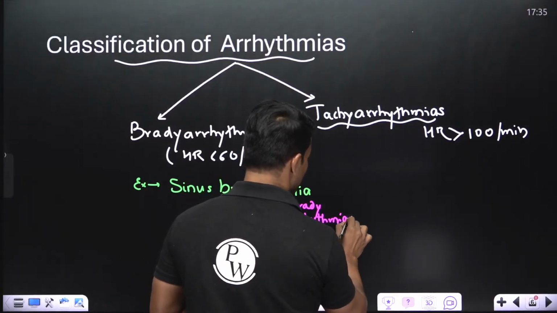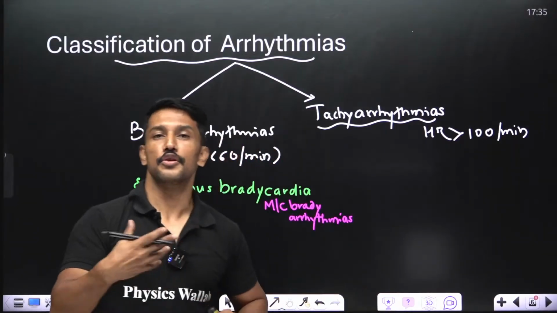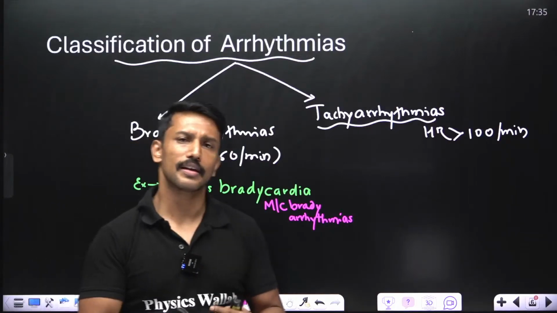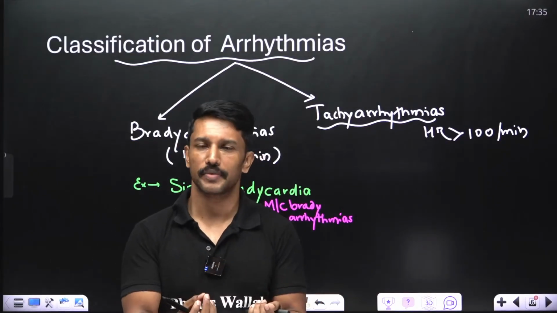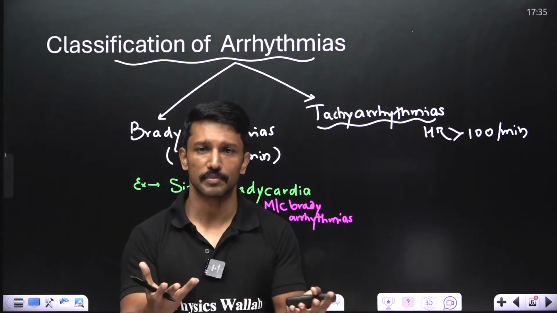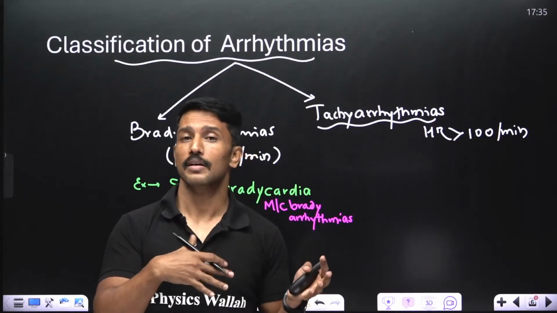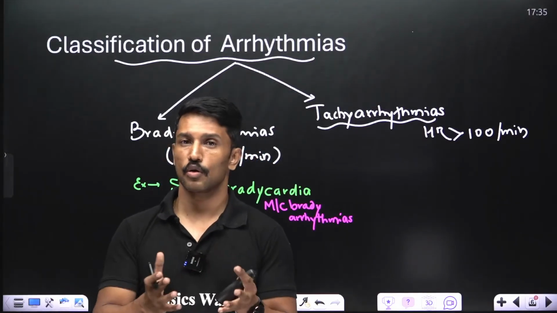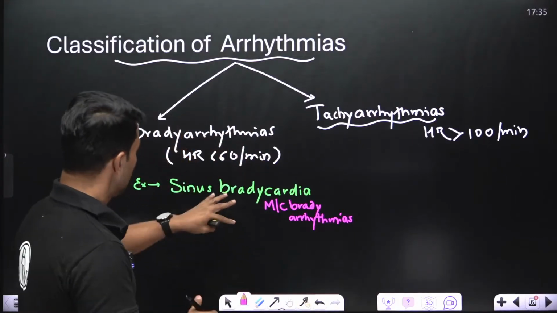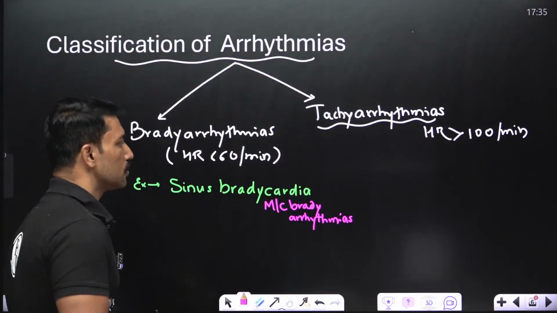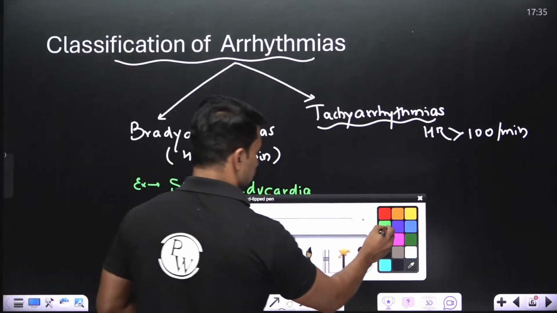It is physiological in many cases, for example in athletes, in yogis. It can also be pathological, for example drugs. We know that beta blockers cause sinus bradycardia. Calcium channel blockers, especially the non-dihydropyridine calcium channel blockers, can cause bradycardia. So there are a lot of pathological as well as physiological causes for sinus bradycardia.